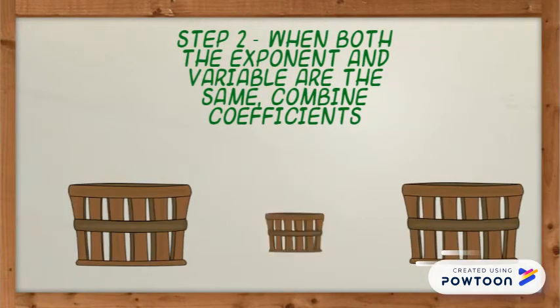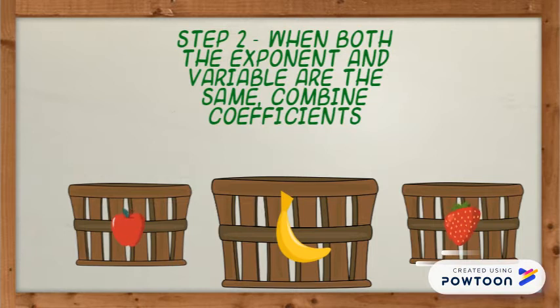Now that we have classified each term as its own fruit, we separate them into baskets and count them by combining the coefficients. Keep the rest of the term the same.